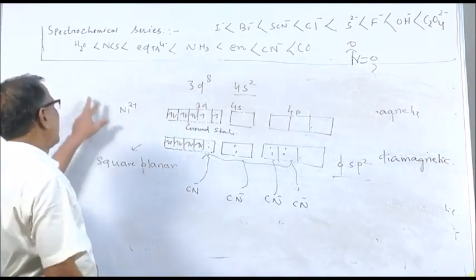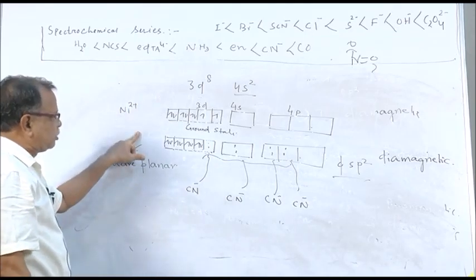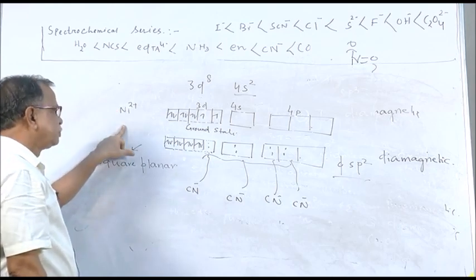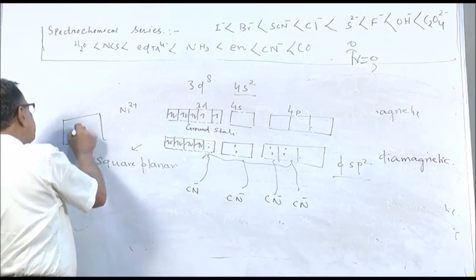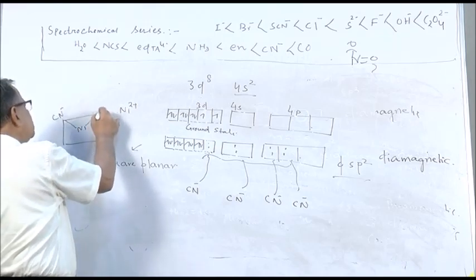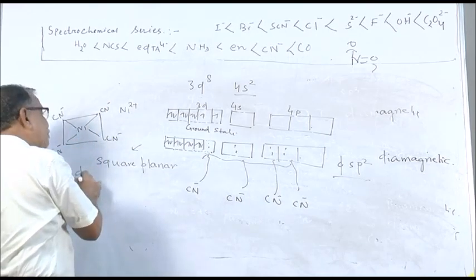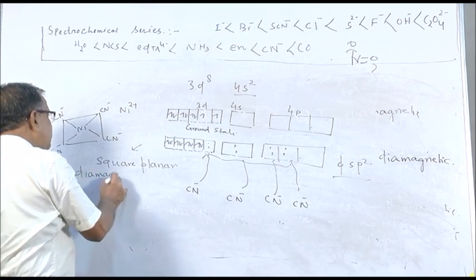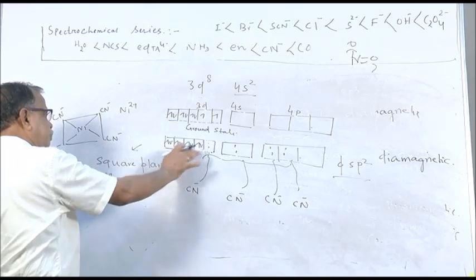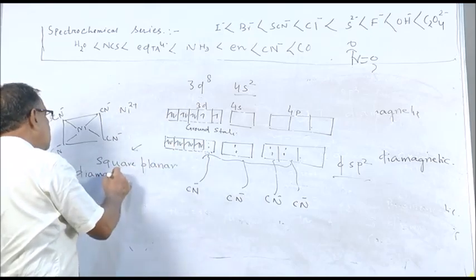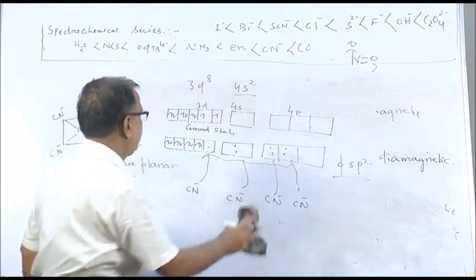Question: Ni(CO)4, Ni(CN)4 and NiCl4. Write the structure and their magnetic nature. First Ni(CN)4 we discuss. The structure is square planar, like this, with CN minus. Here it is diamagnetic because it does not contain unpaired electrons. All are paired up. Diamagnetic.